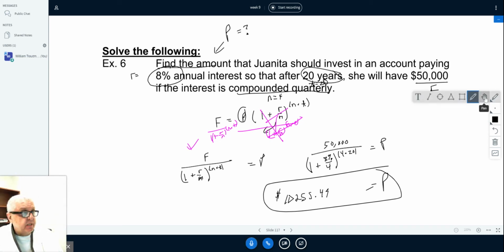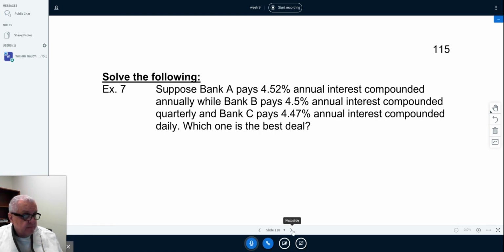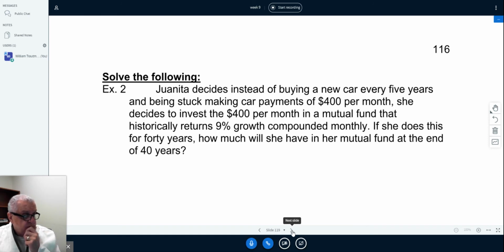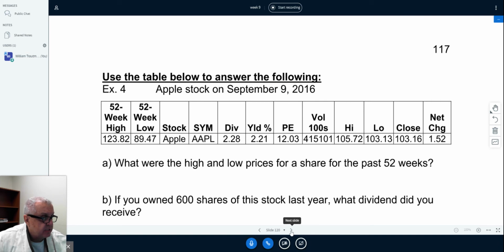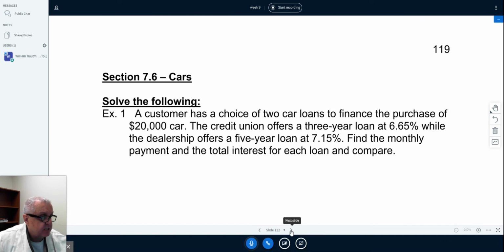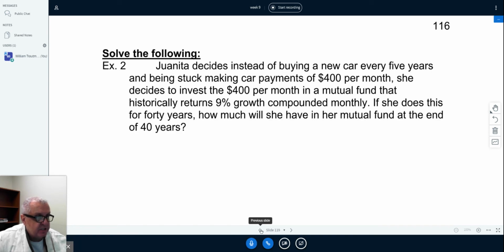All right, let's see what else we got. Okay, so this problem is a little bit different as far as a formula goes. What section are we on? Are we on the same section there? I think we're still on 7.5, right? Yeah. I haven't seen anything change.